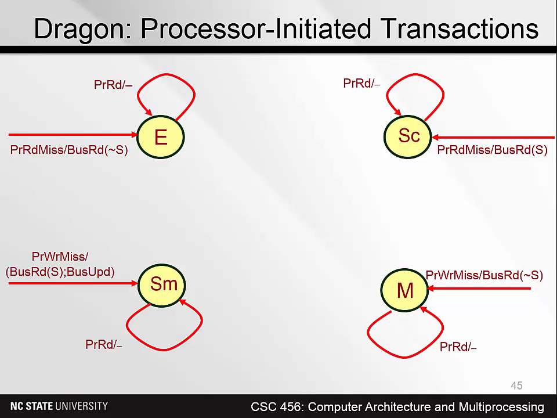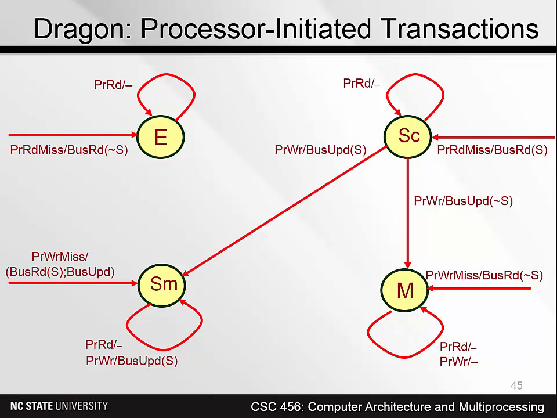When there is a read hit, regardless of what state the line is in, there is no state change and no bus action. If the line is in state M and the processor writes the line, there's no state change either. But if the line's in state SM when a write occurs and the shared line is asserted, a bus update is generated to update the caches that are sharing the line. And if the line's in state SC when a write occurs but the shared line is not asserted, the cache transitions to state M. However, if the shared line is asserted, it transitions to state SM.